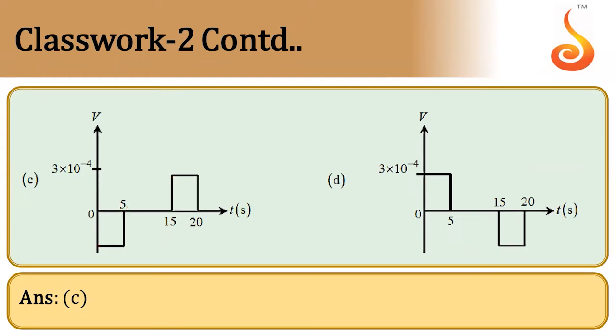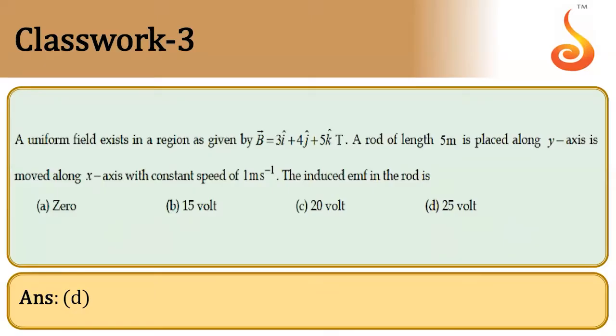Okay, next. A uniform field exists in a region, and they give the magnetic field. A rod of length L equal to 5 meter is placed along y-axis and is moved along x-axis with a constant speed of 1 meter per second. The induced EMF of the rod is, okay.